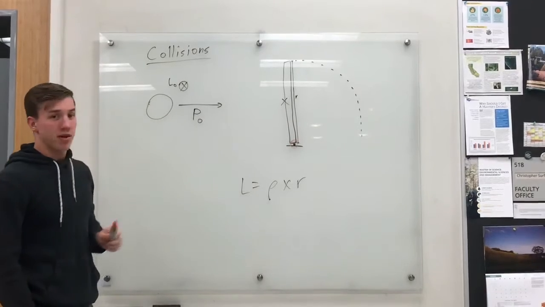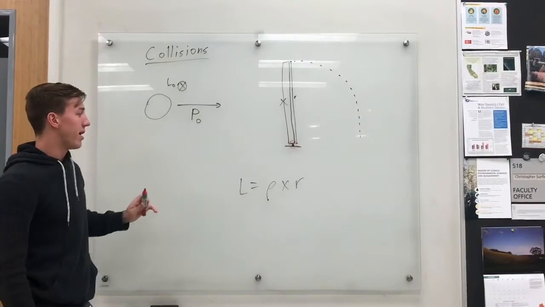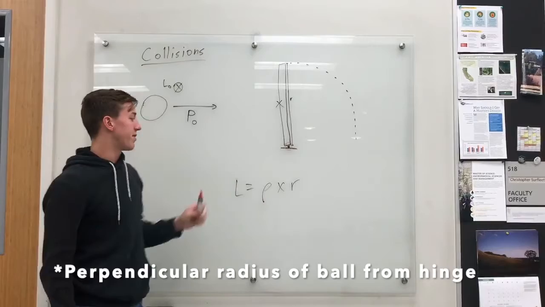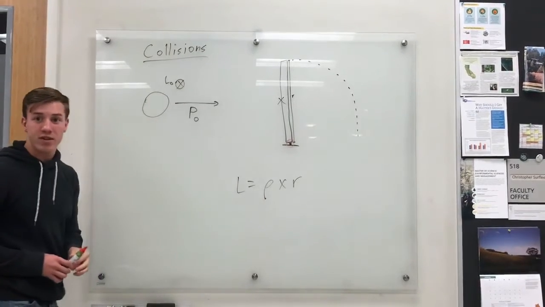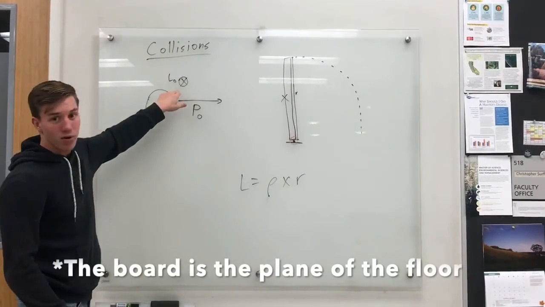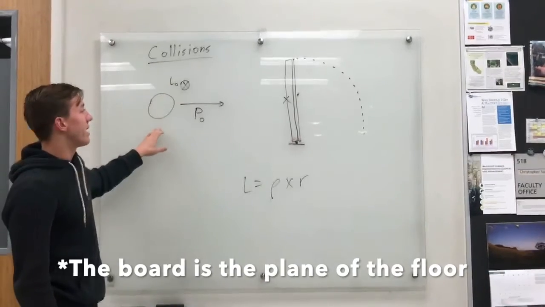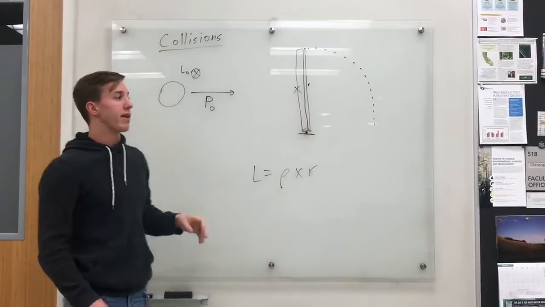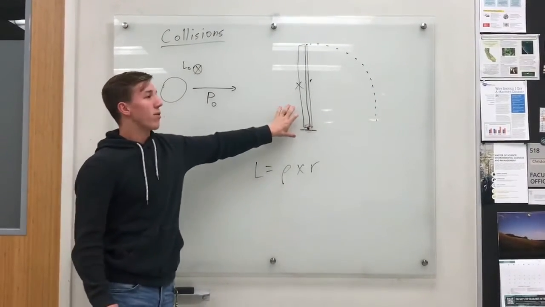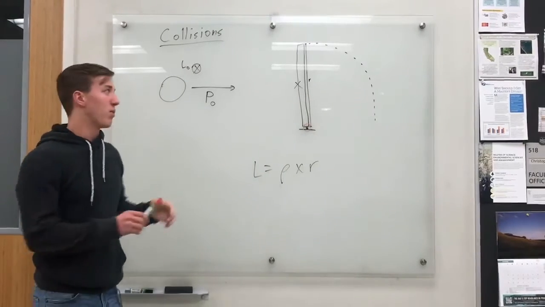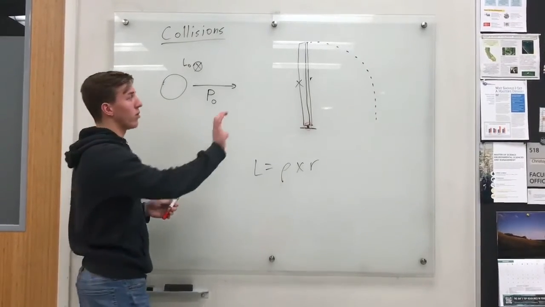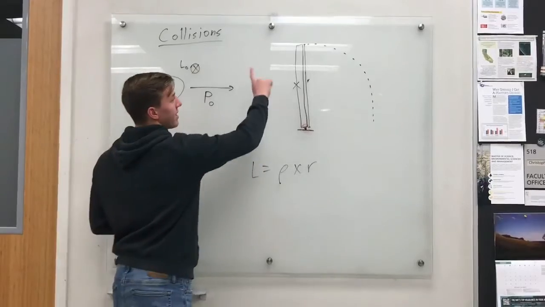This would be the cross product between its linear momentum, p naught, and the radius of this door. And thus, the direction of this linear momentum is downward. And so when it hits the door, it increases the door's angular momentum downward, which, according to our right-hand rule, will cause the door to rotate in this direction.